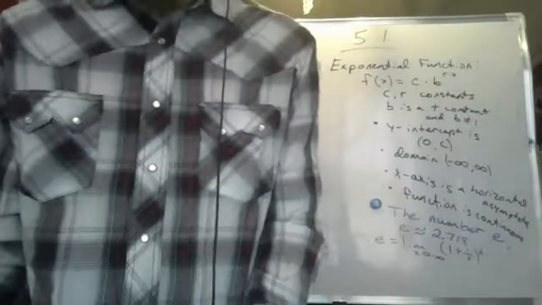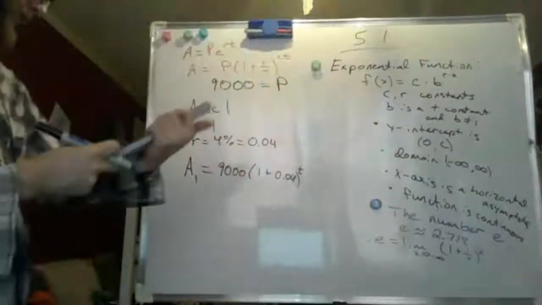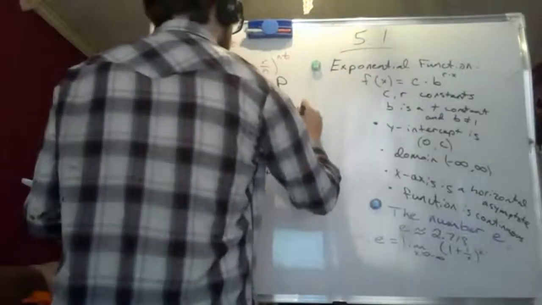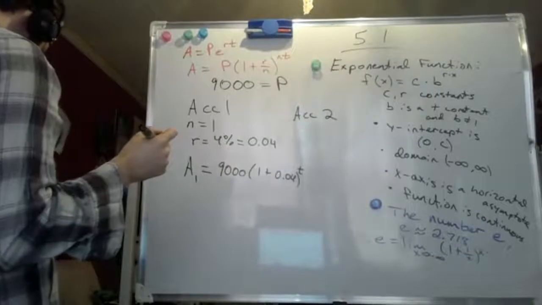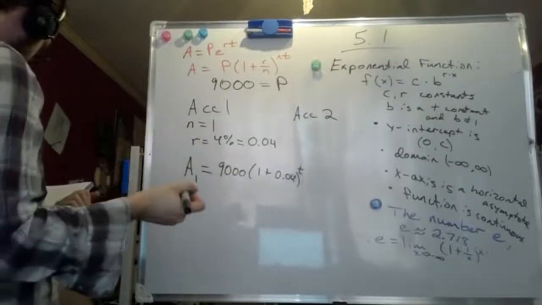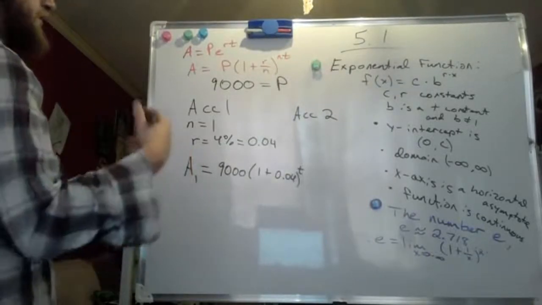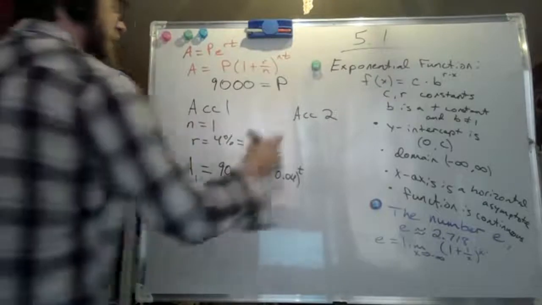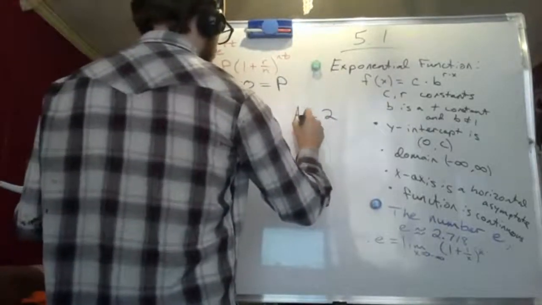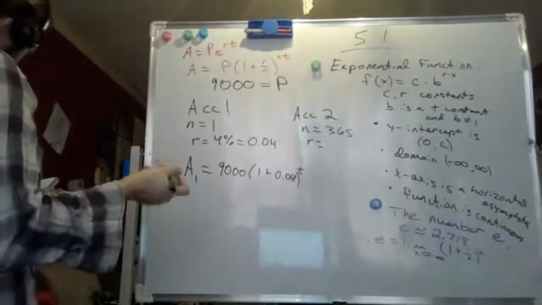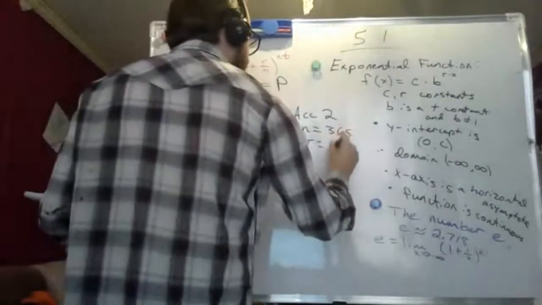Now next the question says, and in another account, account 2, that compounds daily at an annual rate. So this is a daily compoundment. So how many times a year does it compound? If it happens daily, that's 365 times. So it's compounded daily at a rate of 5%.